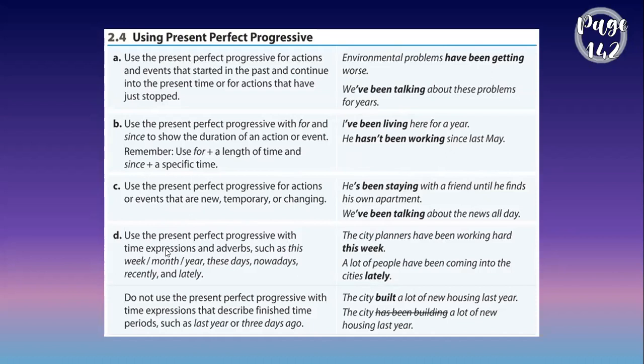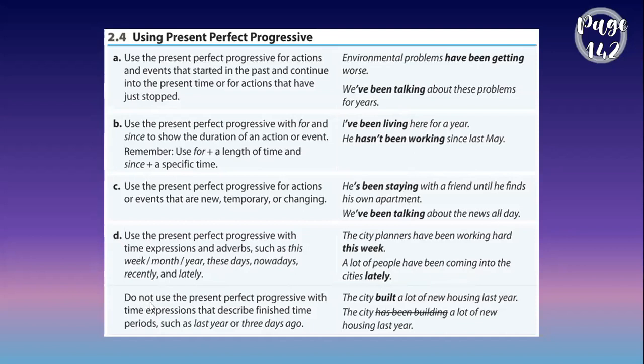Use the present perfect progressive with time expressions: week, month, year, these days, nowadays, recently, and lately. For example, the city planners have been working hard this week. Have been working hard this week. Okay, we are using the expression this week. A lot of people, this is another example, have been coming into the city lately. We have the adverb lately, and we are using it with our present perfect progressive. Have been coming, -ing, because it is progressive.